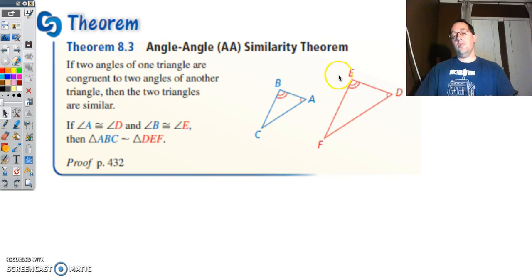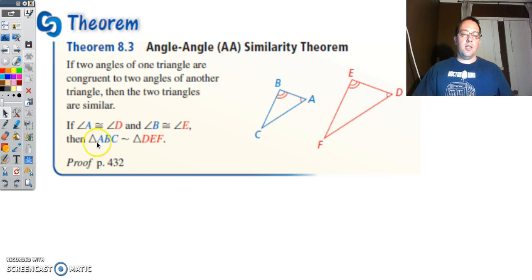And the reason that works is because we also have the third angle theorem, which says if two angles are congruent, the third angle has to also be congruent, because they all add up to 180. So whatever these two are, it only leaves the same number for that third angle. So if we have two angles congruent here, and two angles there, then the two triangles must be similar. Now this only works for triangles. This does not work for quadrilaterals or pentagons or hexagons or anything else. Only for triangles.